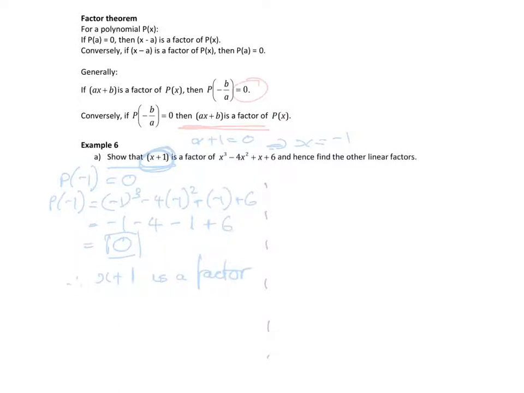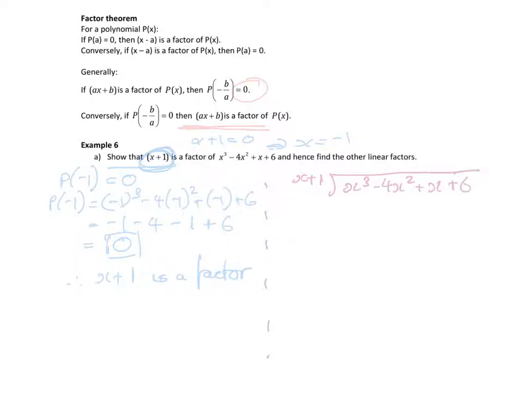Now, the next part of the question says, and hence find the other linear factors. In order to find the other linear factors, we have to use long division. So let's go through long division again. Okay, so what does long division look like? We are dividing x plus 1 into, what was our polynomial? It is x cubed minus 4x squared plus x plus 6.